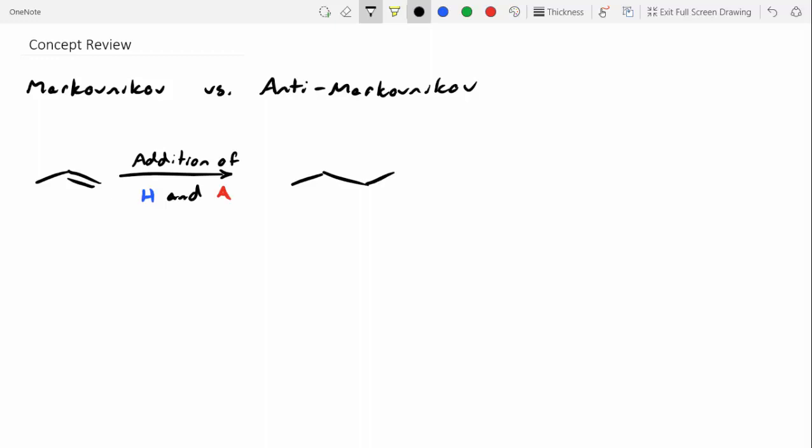Less substituted, right? Because our A, whether that's a bromine or something else, is going to end up on that more substituted side, and this H is going to end up on that less substituted side. So this would be Markovnikov addition. That means our substrate's always adding onto that more substituted carbon, and the hydrogen's going to be on the less substituted carbon. Or the alternative is that our hydrogen adds to the more substituted side and our other substrate adds on to the less substituted side, and this would be anti-Markovnikov.